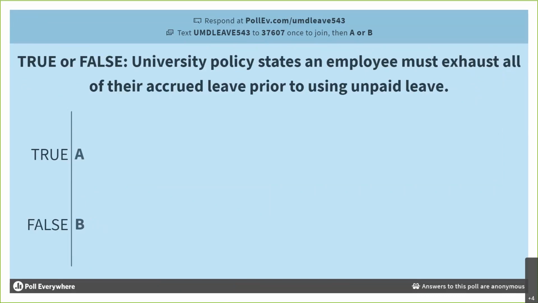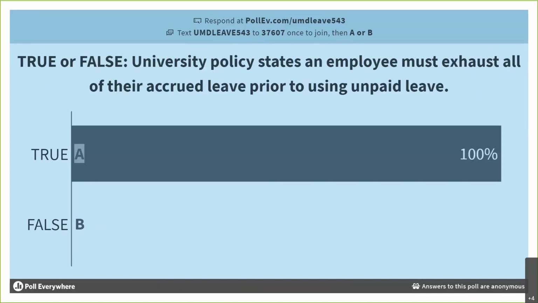Okay, our last true false question right now. University policy states that an employee must exhaust all of their accrued leave prior to using unpaid leave. Is that true or false? University policy states an employee must exhaust all of their accrued leave prior to using unpaid leave. Yes, we have 100%. That is true. Good job, everyone.